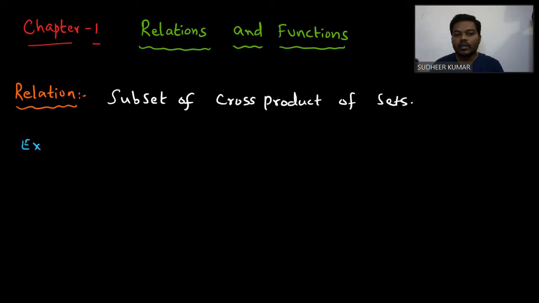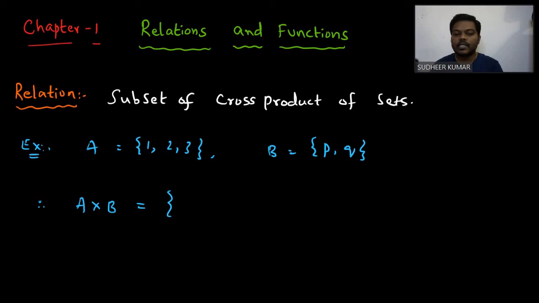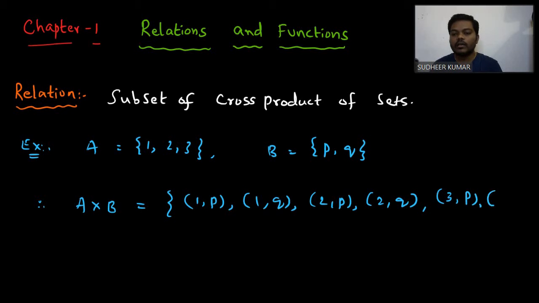Let us take an example. Set A is {1, 2, 3} and set B is {P, Q}. Therefore, the cross product of sets A and B is the set of ordered pairs (1,P), (1,Q), (2,P), (2,Q), (3,P) and (3,Q). So as per the definition of relation, a relation is a subset of the cross product of sets. So we can take any subset of A cross B.